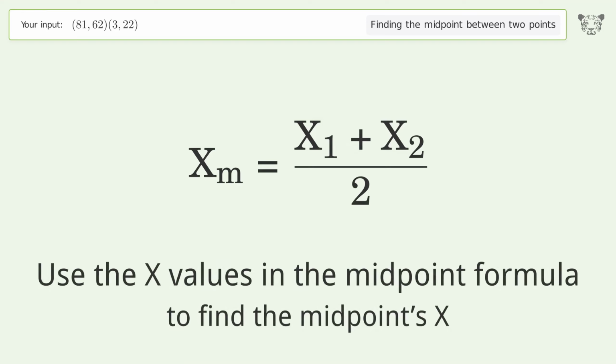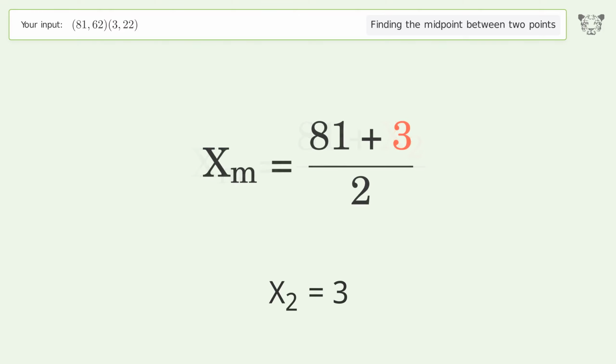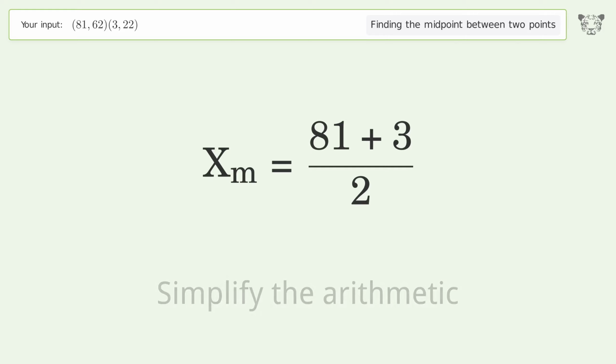Use the x values in the midpoint formula to find the midpoint's x. x1 equals 81. x2 equals 3. Simplify the arithmetic.